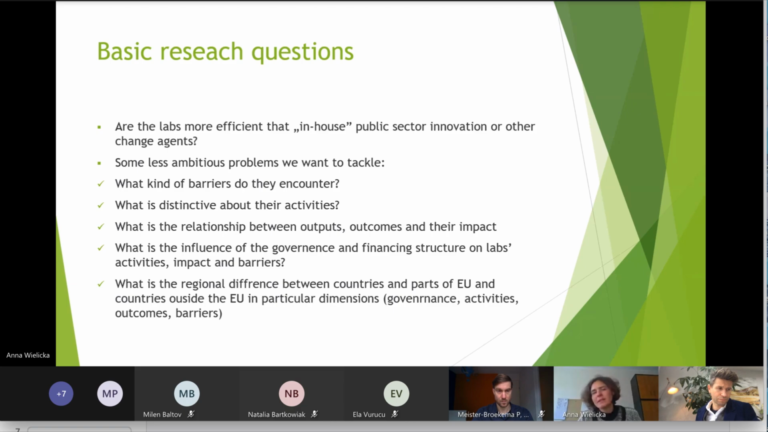So the basic research question that appears in nearly every paper is, are the labs more efficient than in-house public sector innovation? Theoretically, we can answer that probably yes, they should be more efficient, but they have their own problems. As I said, the knowledge transfer from this kind of labs to the public sector is not always obvious, and it's usually claimed as a main barrier.